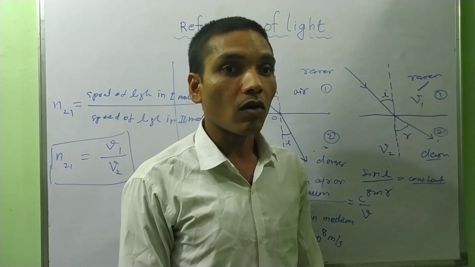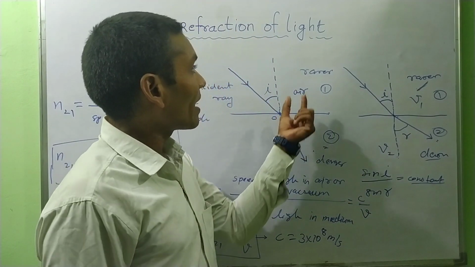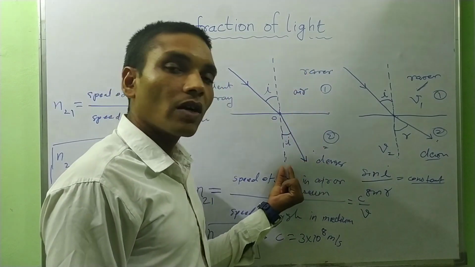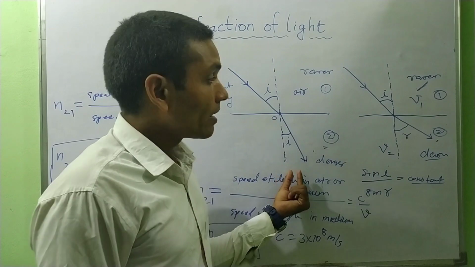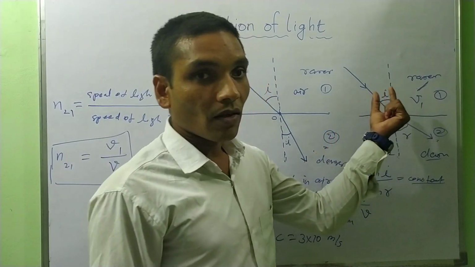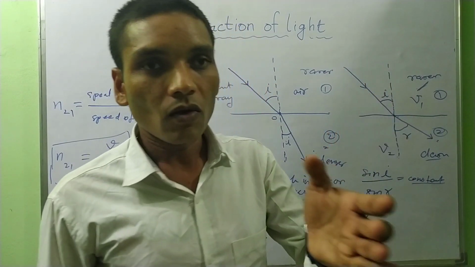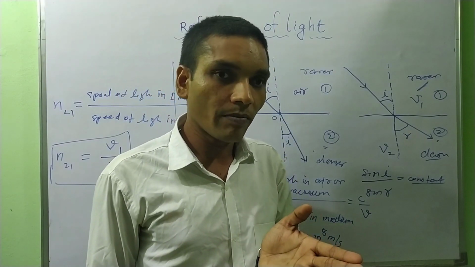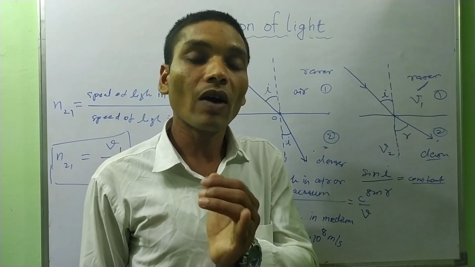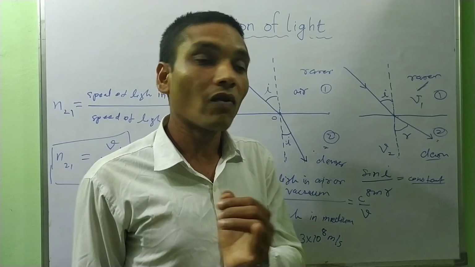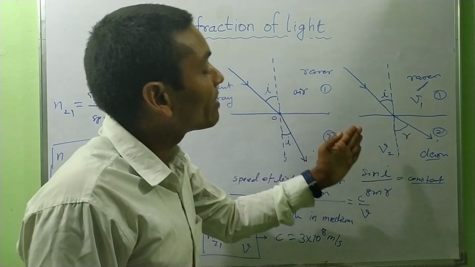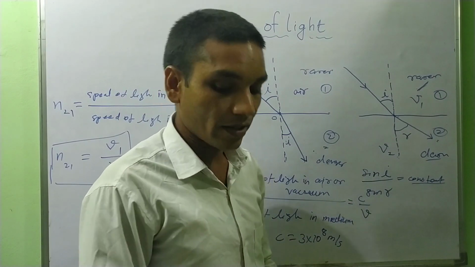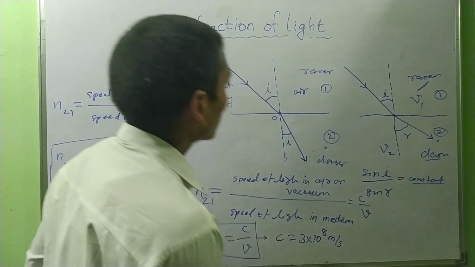Now we know that when a light ray goes from air to a denser medium, it bends towards the normal, and when a light ray goes from denser to rarer, it bends away from the normal. Why does it bend towards the normal, or away from the normal? We will discuss that.